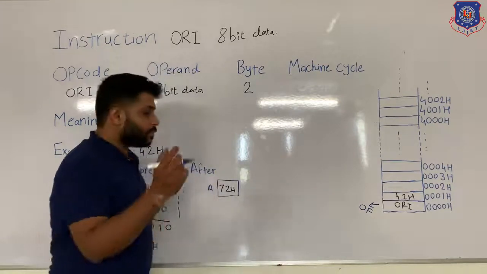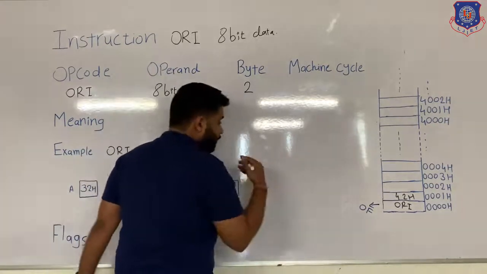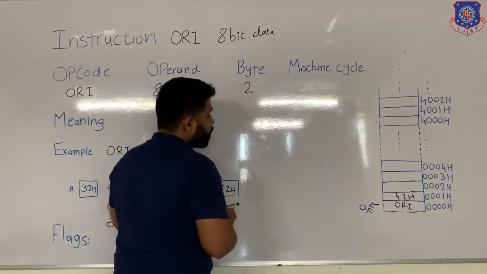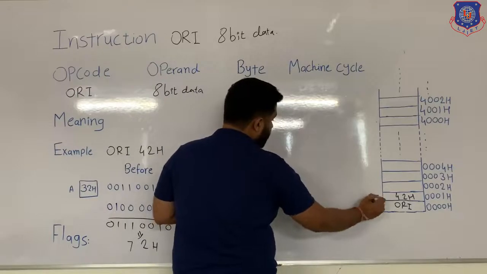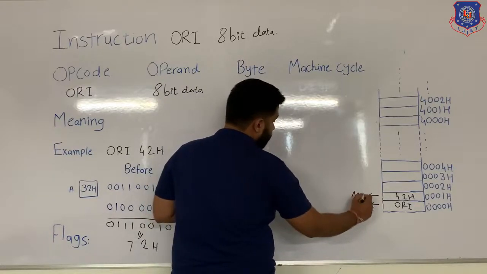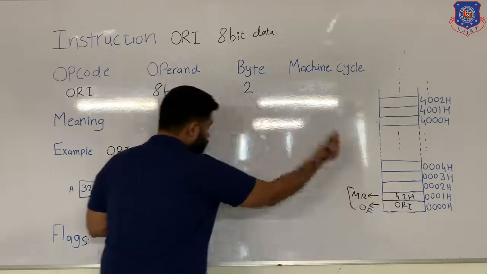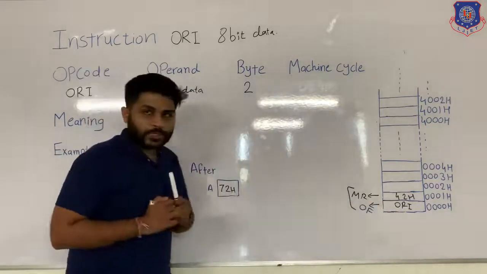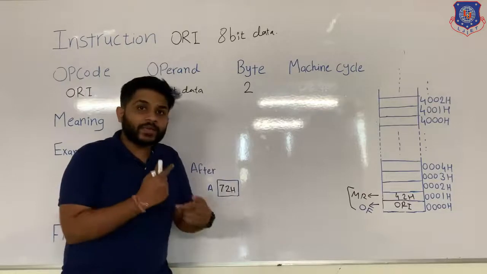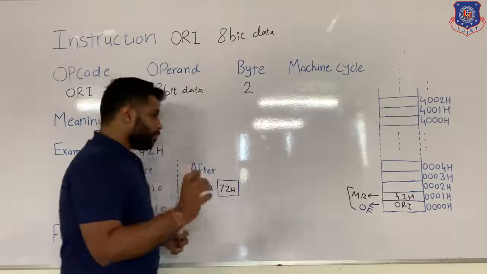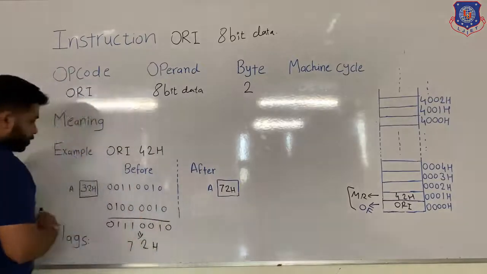So to perform the instruction fetch, to transfer this whole instruction, the microprocessor has to perform one more machine cycle apart from opcode fetch, that is memory read. So when opcode fetch and memory read are performed, this whole instruction will be transferred to the microprocessor. Then the microprocessor will decode that instruction. After decoding, it will execute. Now pay attention to the execution process.